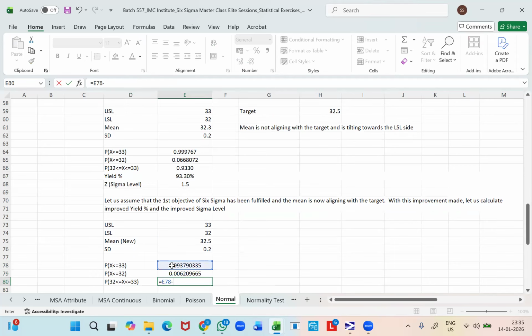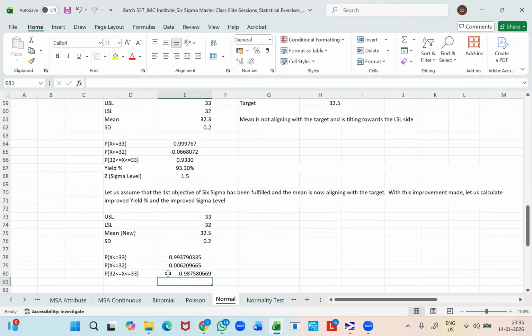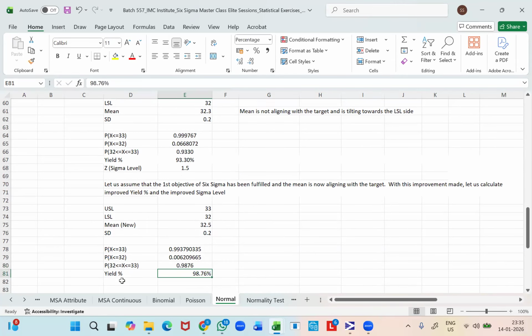That's it, this minus this, and we need to round this off to 4 decimals. So you get the answer 0.9876. So the yield percentage has improved to 98.76%. Right? So it was earlier 93.3%.